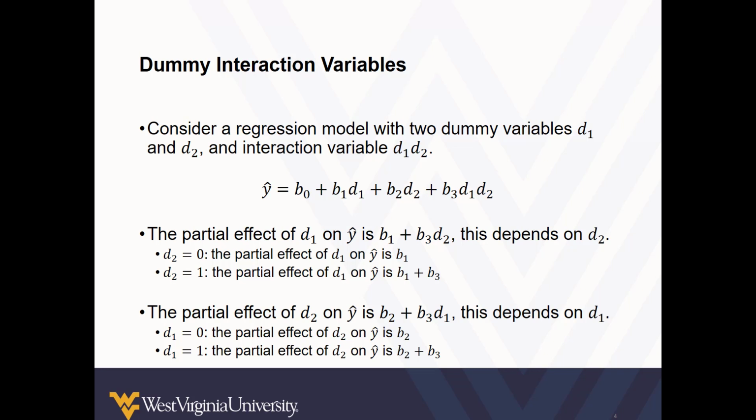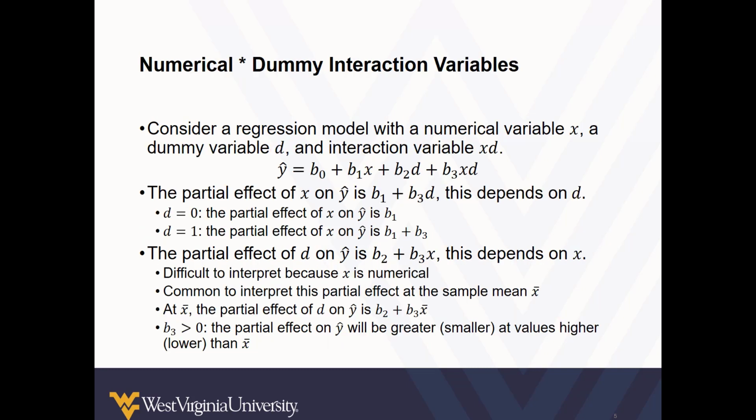So when d2 is equal to 0, the partial effect of d1 on y is b1. But if d2 is equal to 1, the partial effect of d1 on the estimated value of y is b1 plus b3. This difference is because anything multiplied by 0, well, it's 0. And the same basic idea applies with the partial effect of d2 on the estimated value of y.